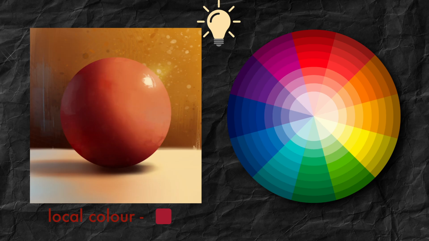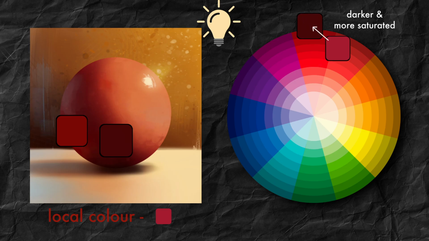Now, let's look at the local color in shadow. We have 2 different colors here. What's happening? In the absence of light, the local color becomes darker and in most cases saturated or more intense, and this gives us a shadow color.